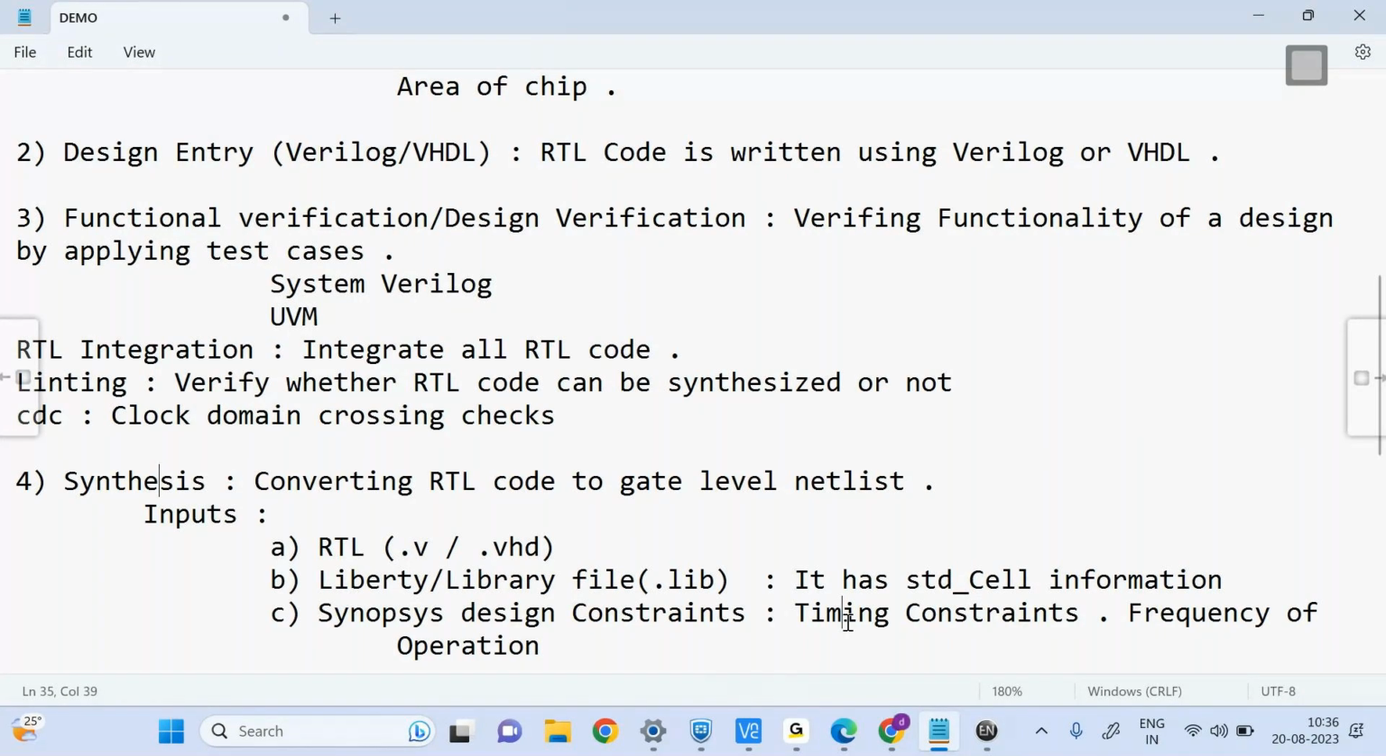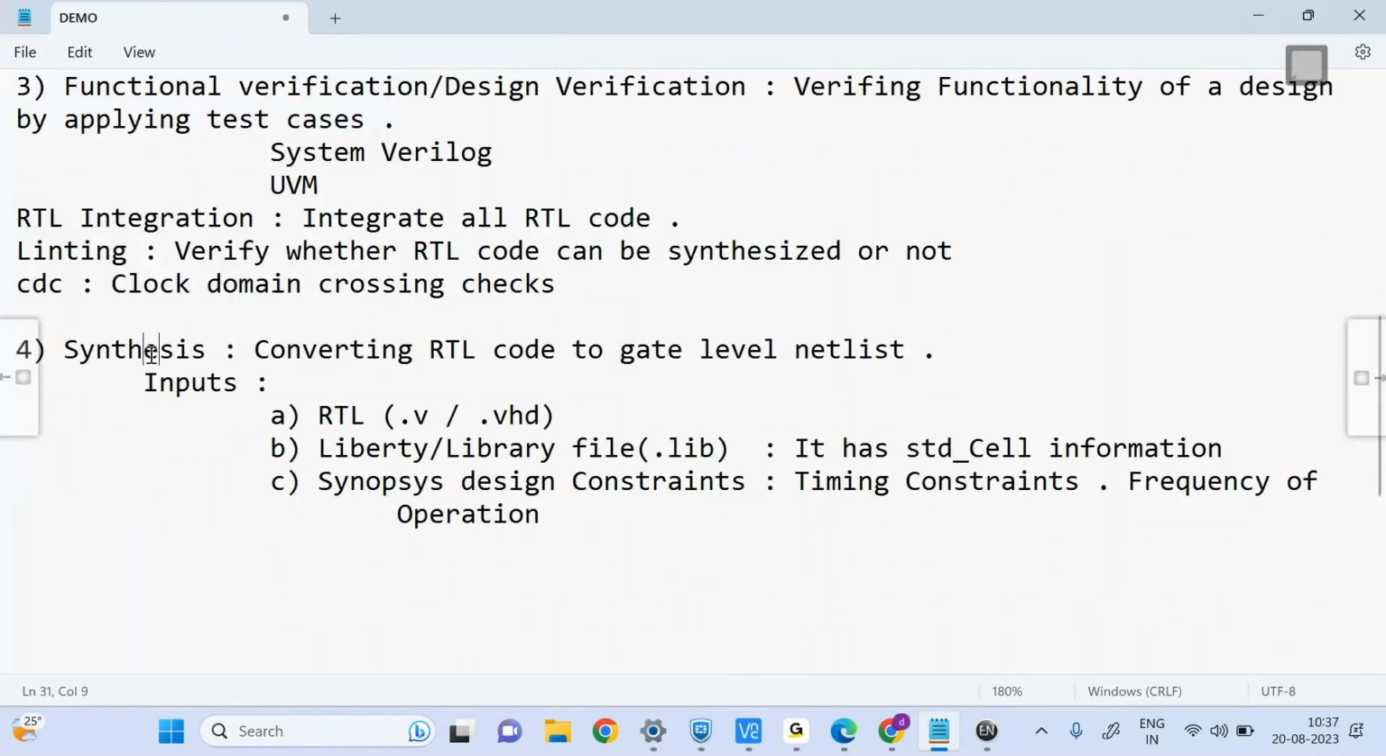You have to meet this frequency of operation, so that constraint we have to give to the synthesis tool. You synthesize in such a way that you meet this frequency of operation and other timing constraints, like set input delay, set output delay, and the uncertainty, jitter. Many things are involved in this that we'll study later. What are the other constraints we are going to give? These are all the different inputs that we give for logical synthesis.